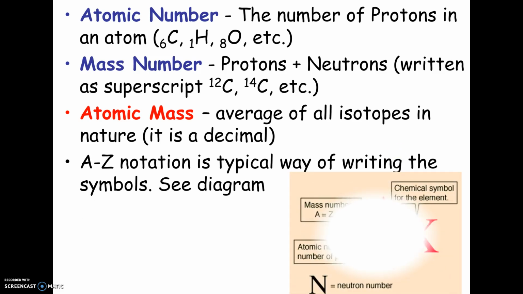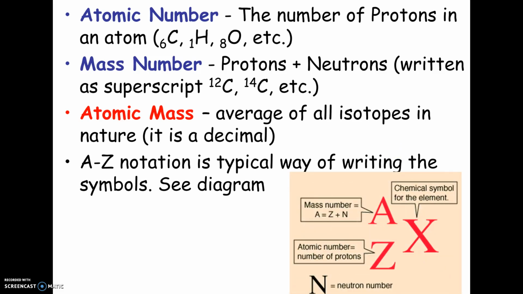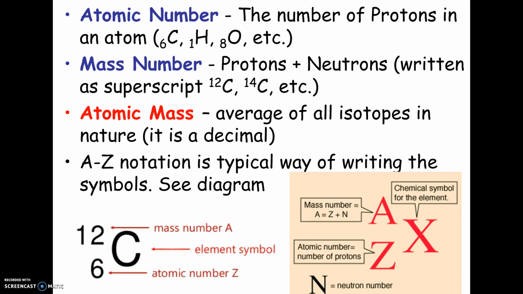The notation that I've been writing is called AZ notation, and you don't have to know that that's what it's called, but you definitely need to know how to write it, and you need to know how to figure out protons, neutrons, and electrons from it. So again, if I know the atomic number, for example, for carbon 12 is 6, and I know that its mass number is 12, I can figure out how many neutrons it has, 12 minus 6, and it would have 6 neutrons. Additionally, I could go the other way. I could tell you how many neutrons and protons something had, and you could write the AZ notation that way.